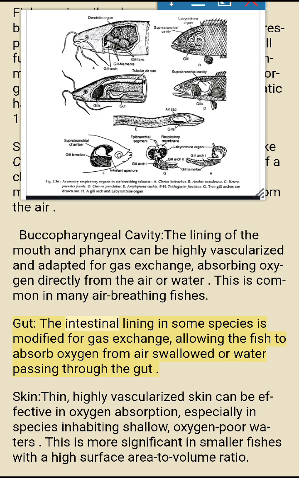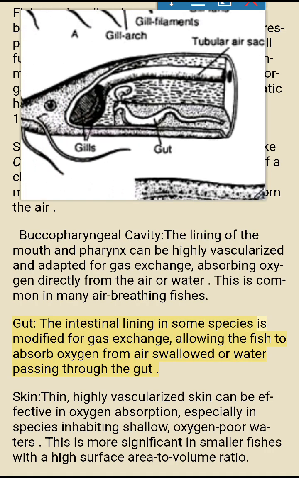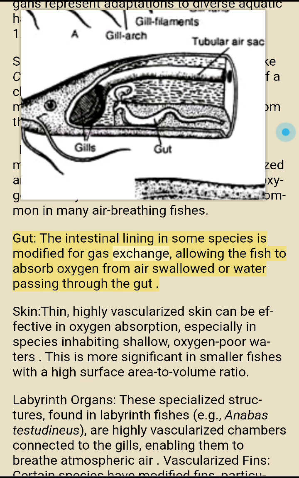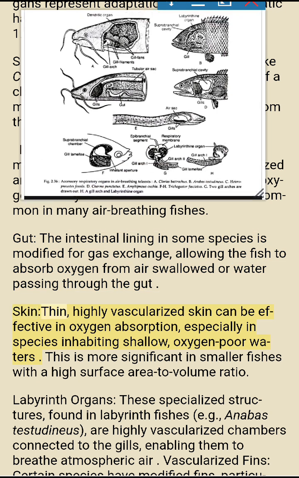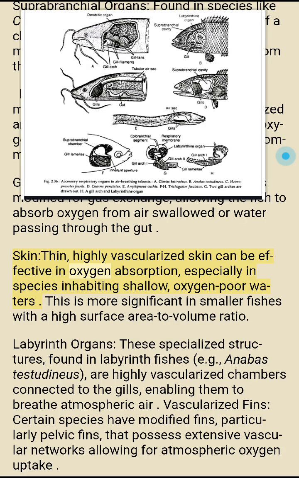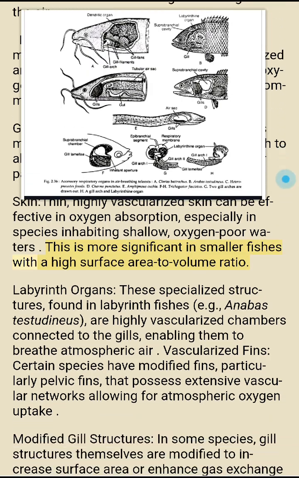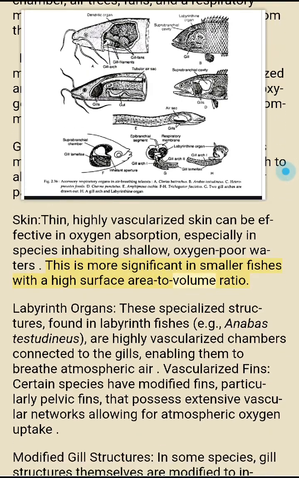Gut. The intestinal lining in some species is modified for gas exchange, allowing the fish to absorb oxygen from swallowed air or water passing through the gut. Skin. Thin, highly vascularized skin can be effective in oxygen absorption, especially in species inhabiting shallow, oxygen-poor waters. This is more significant in smaller fishes with a high surface area to volume ratio.